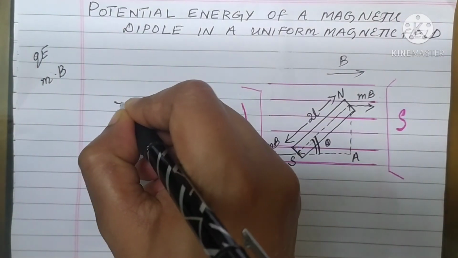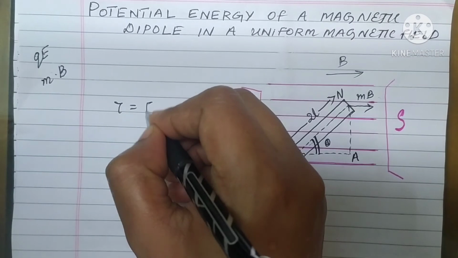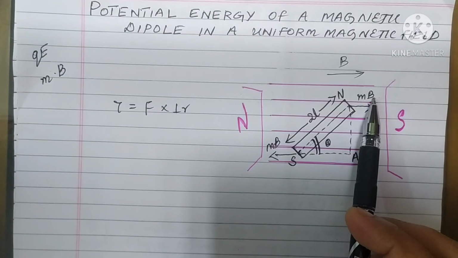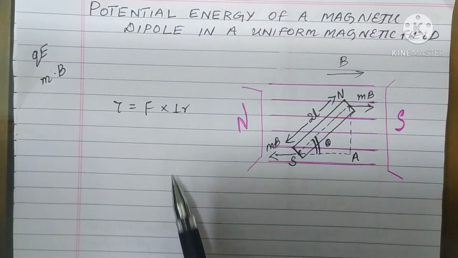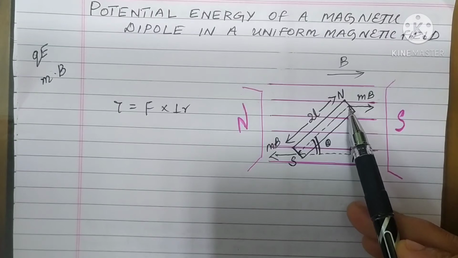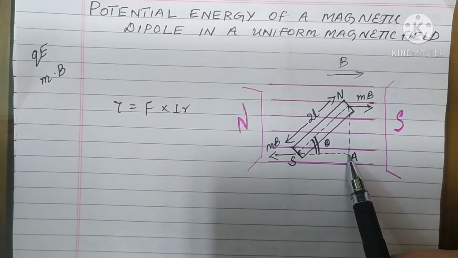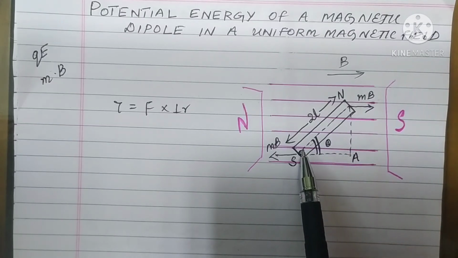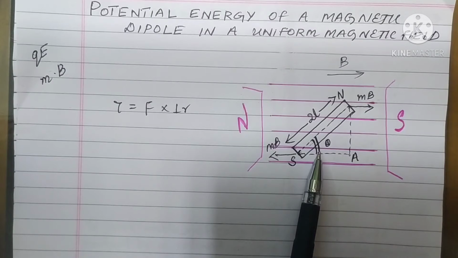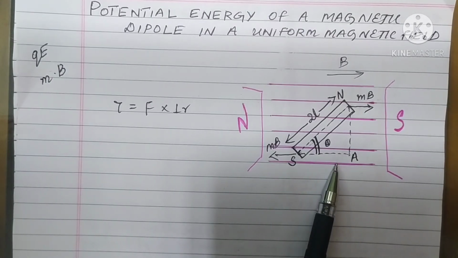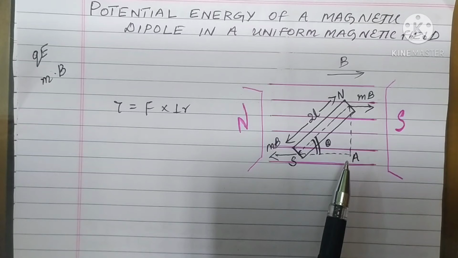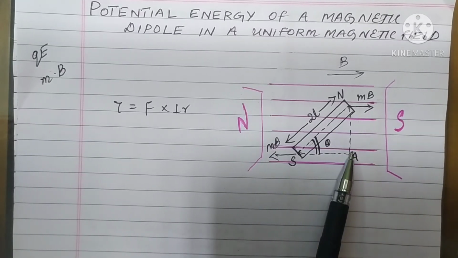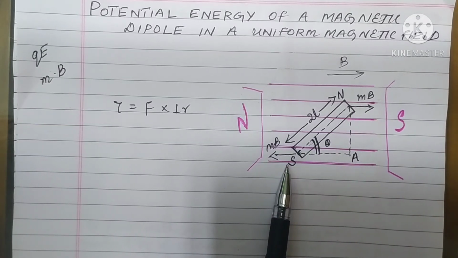So torque acting on the bar magnet is given by force into the perpendicular distance. Force, you know any one of the forces because the magnitude is the same, mB. And the perpendicular distance is actually NA. NA is the perpendicular axis. You can see that this bar magnet is held at an angle theta with the direction of the magnetic field. So you can find NA by taking the sine theta. Sine theta is NA by NS, isn't it?